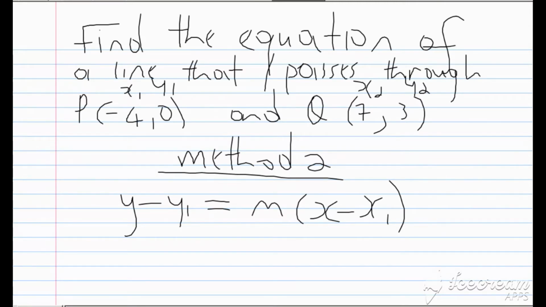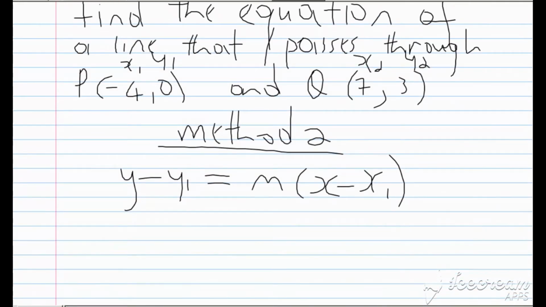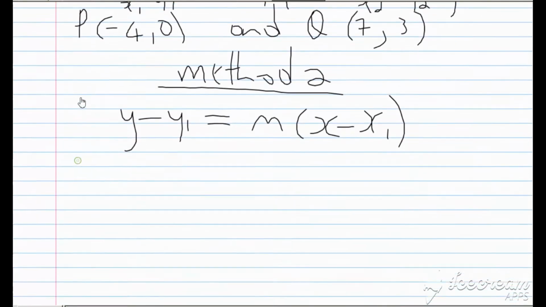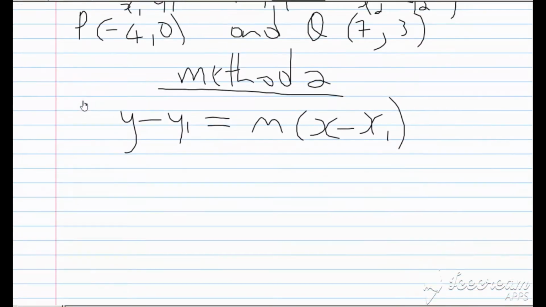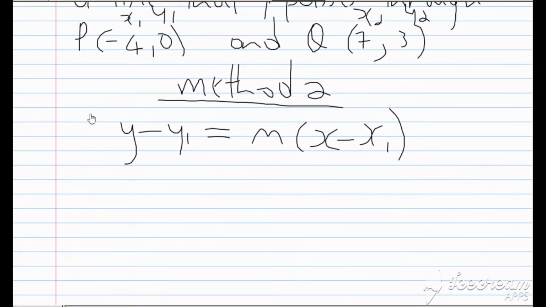Notice the equation says y minus y1 equals the gradient times x minus x1. Y1 and x1 specifically don't mean the thing that you called (-4, 0). I could use (7, 3) as well. It just means a coordinate that a line passes through. So the first thing I would need to find is the gradient, and you know the formula for the gradient already. The formula for the gradient, m, is equal to y2 minus y1 over x2 minus x1.